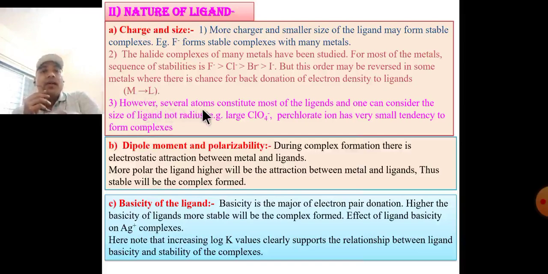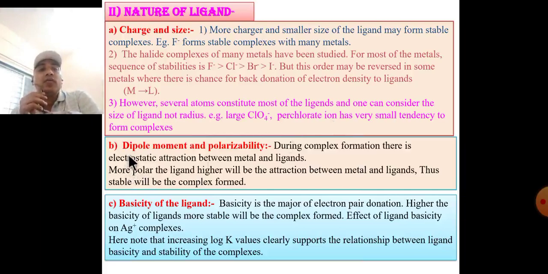However, several atoms constitute most of the ligand, and one can consider the size of the ligand, not the radius. Example, the perchlorate ion has a very small tendency to form complexes.